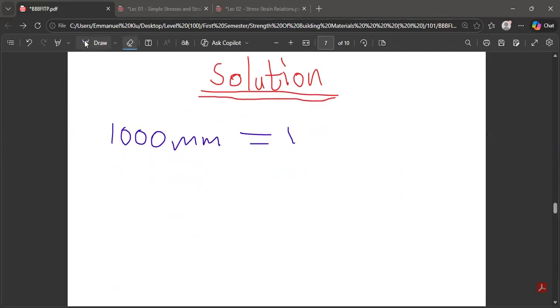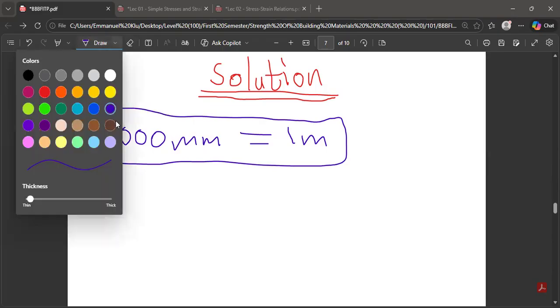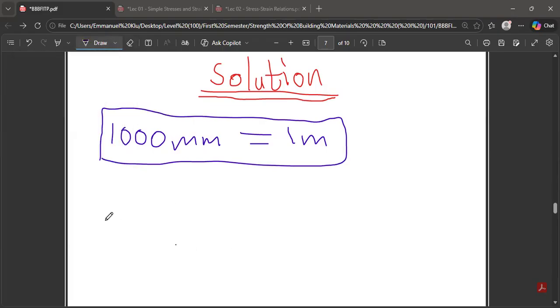This becomes the formula you're going to use to solve your work. So 1,000 millimeters is equal to 1 meter. And this becomes the general formula. So now you can just proceed and continue with your work. You are good to go. Okay. So once you have discovered the formula, then you can now proceed.